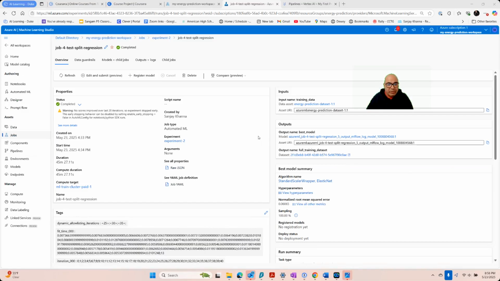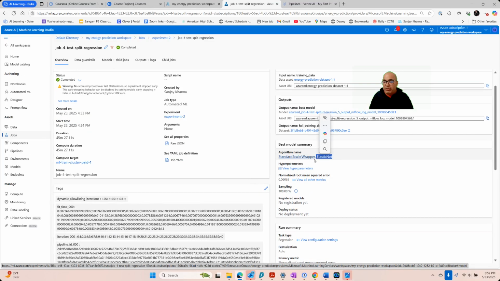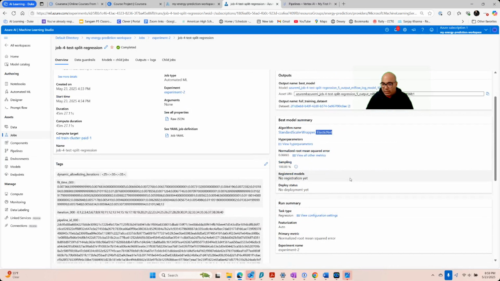This is the experiment that I ran, and it shows the name of the best model, but the algorithm used was ElasticNet. The standard scaler wrapper is just a wrapper on top of it to pre-process the data, scaling the numbers to be used by the model. The normalized root mean square error is 0.06. That means the prediction error is about 6.1% wide in any direction, which is quite good.